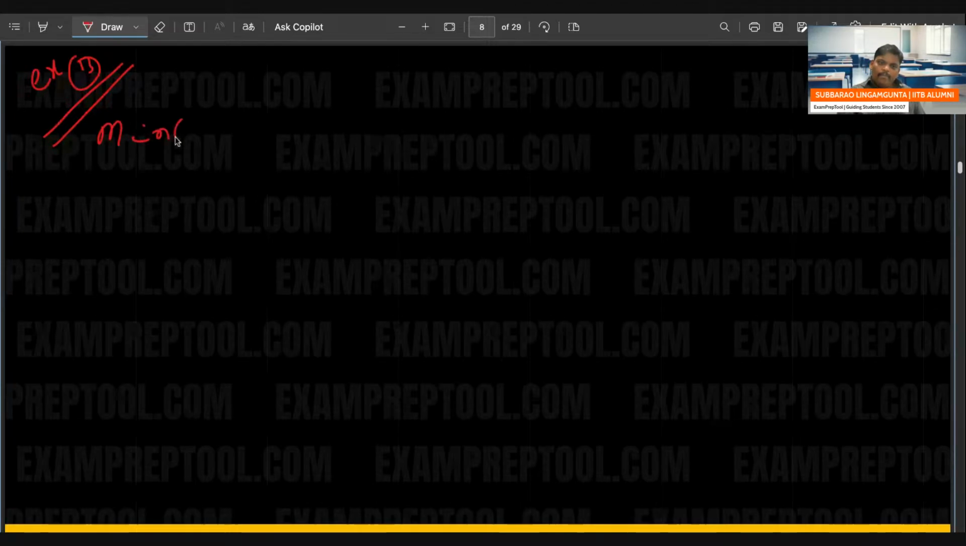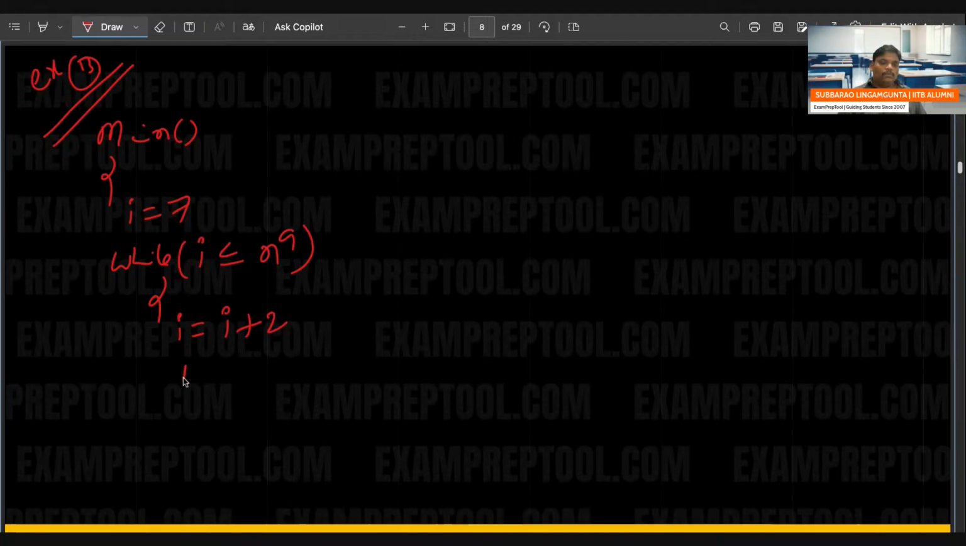Main: I is equal to 7, while I is less than or equal to n power 9, I is equal to I plus 2, I is equal to I minus 3, I is equal to I plus 27, I is equal to I minus 20, X is equal to Y plus Z.